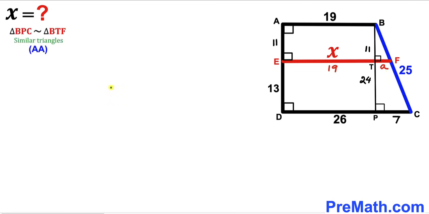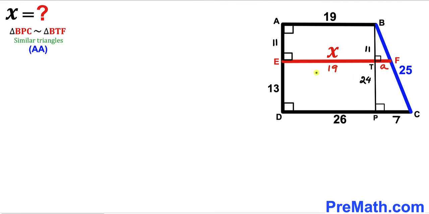And here's our next step. Let's focus on this big right triangle BPC, this whole right triangle. And let's focus on this tiny right triangle BTF as well. We can see that both of these triangles are similar triangles according to the angle-angle similarity theorem, since we can see this angle is 90 degrees and this angle is 90 degrees as well, and this angle is common to both of these triangles.